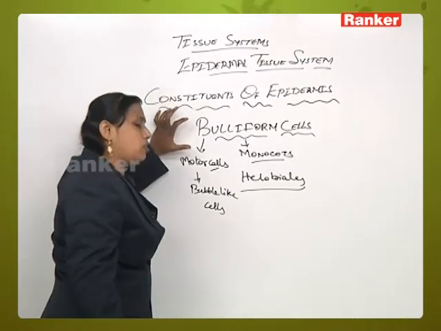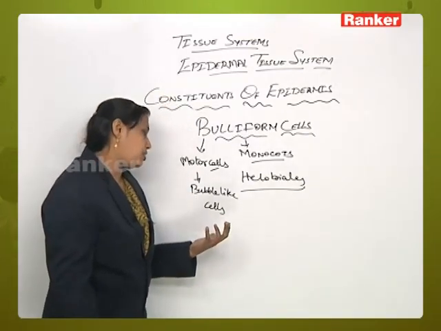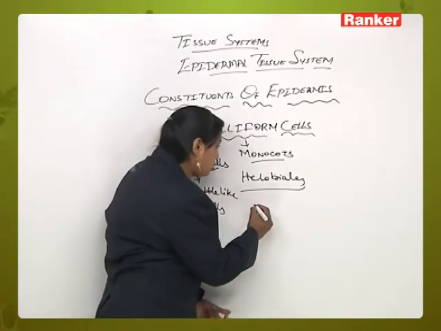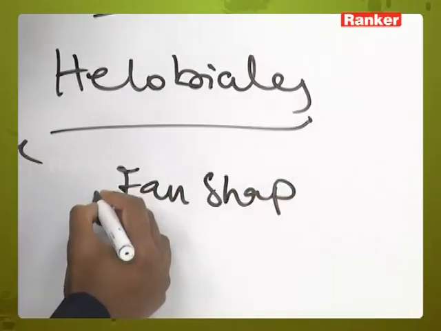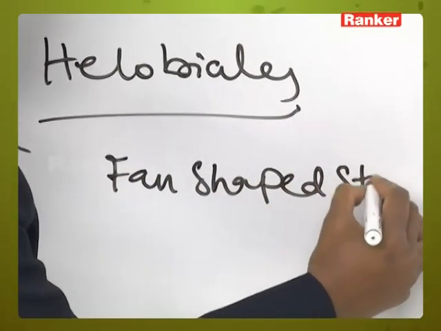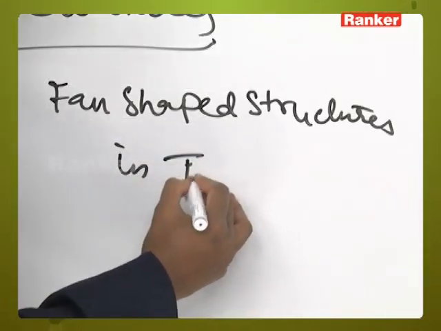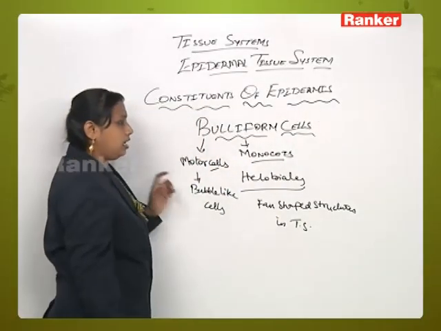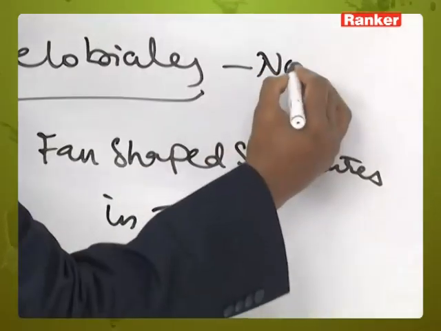Bulliform cells are also alternatively called motor cells. These are bubble-like cells. In transverse section, if you are taking the TS of the bulliform cells, they appear in the form of fan-shaped structures. In halophiles there are no bulliform cells.